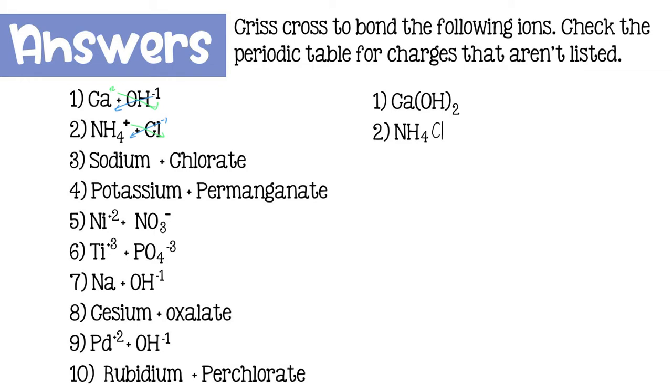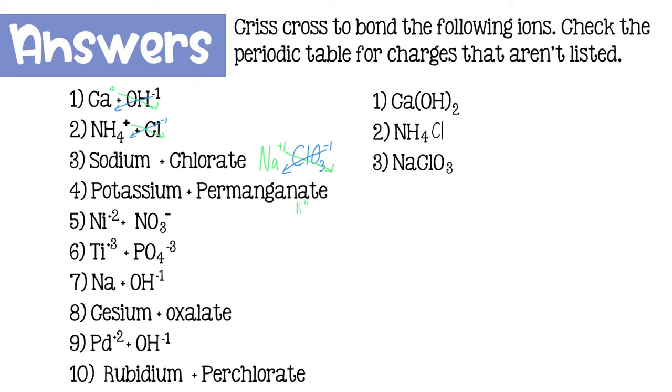Now let's look at number 3. Sodium chlorate. Sodium is Na and has a plus 1 charge because it's in the first group, and chlorate is ClO3 minus 1. We get this from our chart of polyatomic ions. You will be given this on any exam. Now let's crisscross our charges and we get NaClO3.